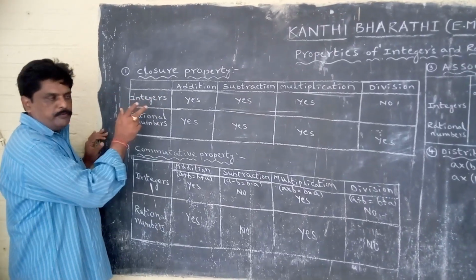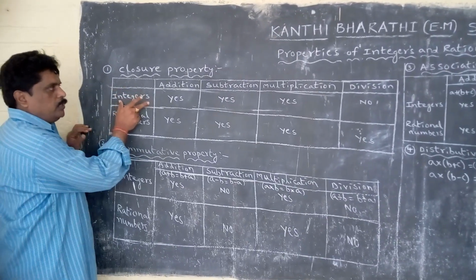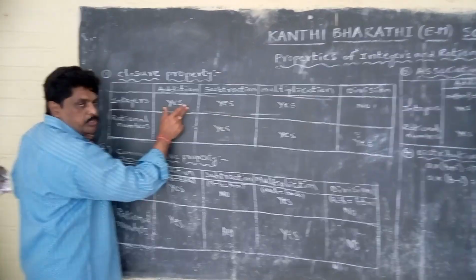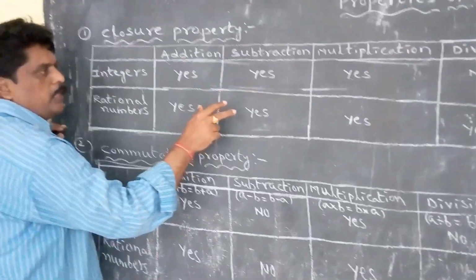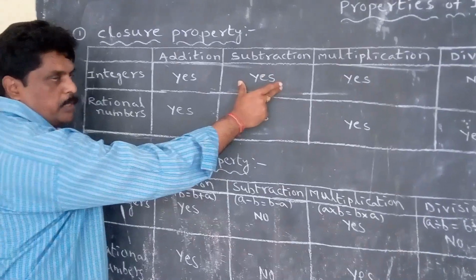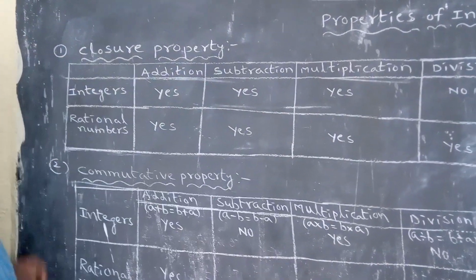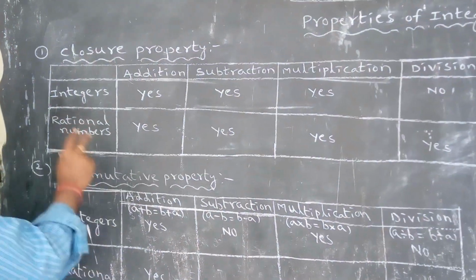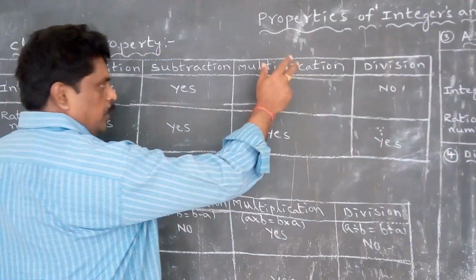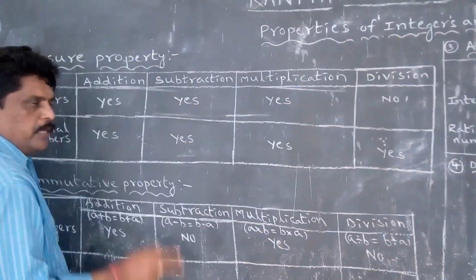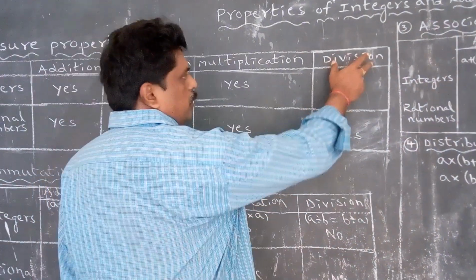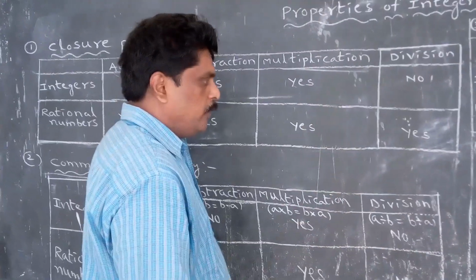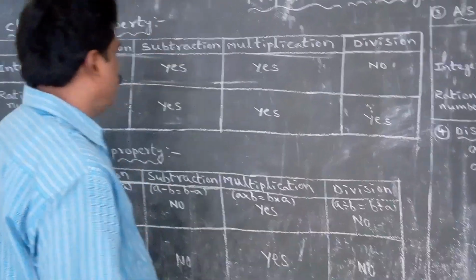We have to compare for integers. For integers, the closure property exists in addition, so I have to write S here. Next, the closure property of integers exists in subtraction. And next, the closure property of integers exists in multiplication also. But the closure property of integers does not exist in division. Why is it? Because I have given you examples here.